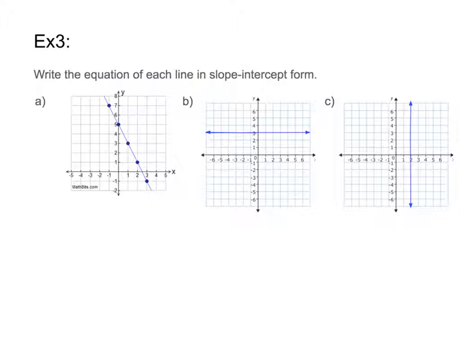So when I'm looking at this problem here, it says write the equation of each line in slope-intercept form. Now, with this first one here, there are distinct points that I can see on this line, where I can tell what the slope is, right? And I also can tell where it hits the y-axis, so I know what that y-intercept is. So remember, if you want to write the slope-intercept form, that's y equals mx plus b. So I have to know what that slope is.